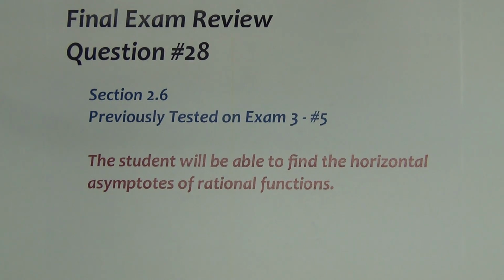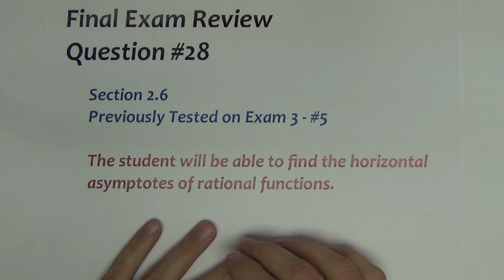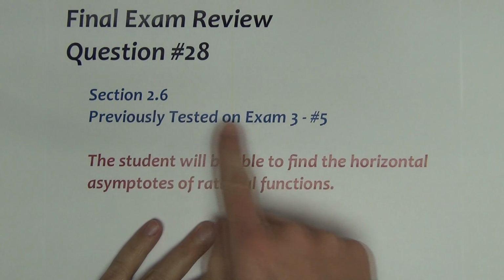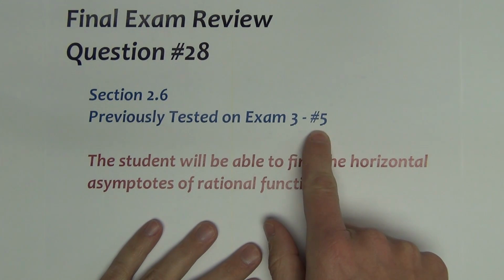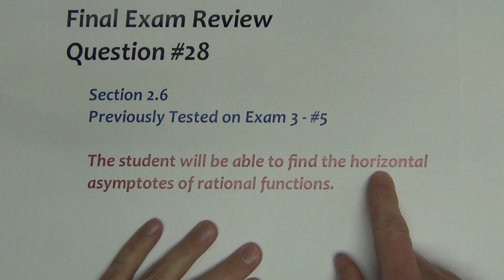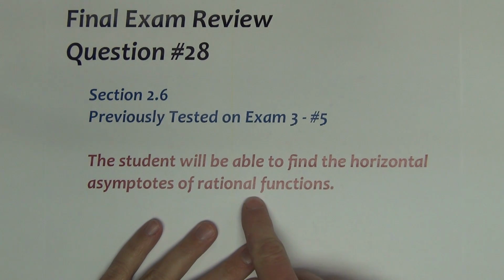Question 28 on the final exam is from section 2.6, previously tested on exam 3, number 5. This question is going to test if you're able to find horizontal asymptotes of rational functions. It's been previously questioned about vertical asymptotes. This one's going to ask about the horizontal asymptotes.